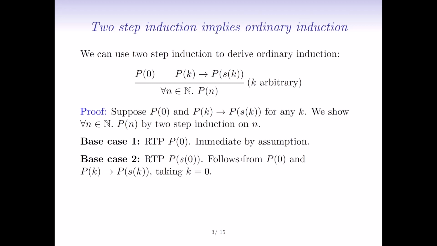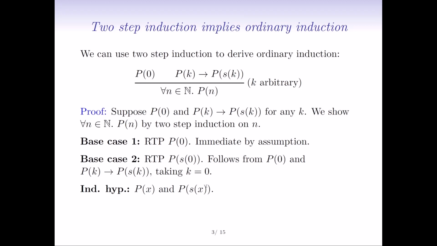We have P of 0 by assumption, and we also have that P of k implies P of s of k for any k by this assumption here. So if we take k equals 0, we have that P of 0 implies P of s of 0. Since we have P of 0 and P of 0 implies P of s of 0, well, whenever we have A and A implies B, then we also have B. So we have P of s of 0 as well.